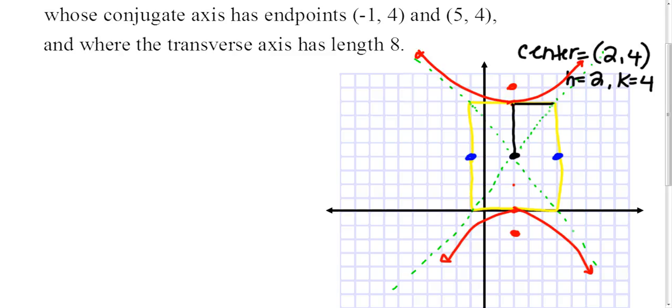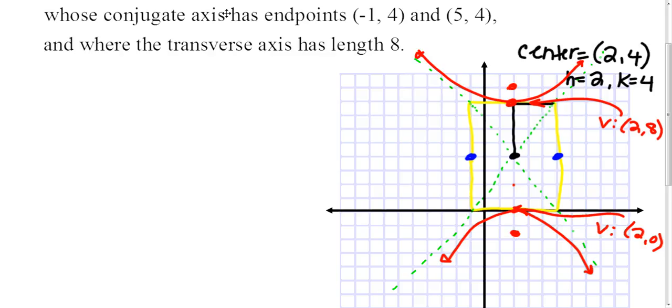So I know that this right here is a vertex, and it has a vertex of 2, 8. This coordinate right there is a vertex, and it's 2, 8. This coordinate right there is also a vertex at 2, 0. Just so that you can have some information in there. And what I need to do is find the distance of my foci.